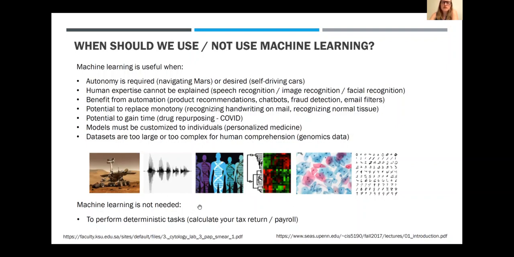So when is machine learning not needed? Really anything that is deterministic. So for example, you really don't need machine learning to calculate your tax return or run payroll, right? And there's lots of situations where there's deterministic solutions that there's really no need to go to the machine learning space. But I'm happy to, after we finish the presentation, talk about the pros and cons of some of these solutions, right? Situations where sometimes you can get into trouble.